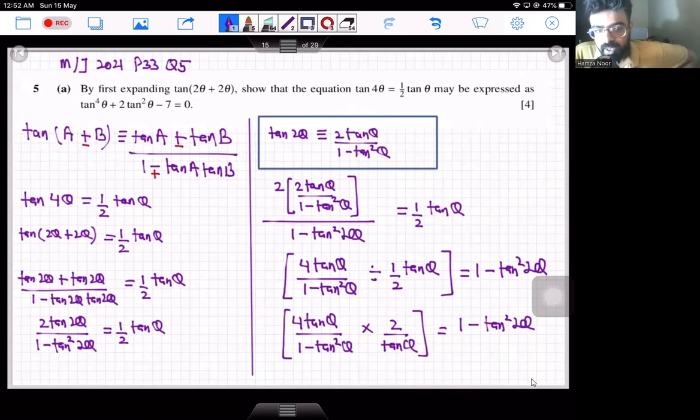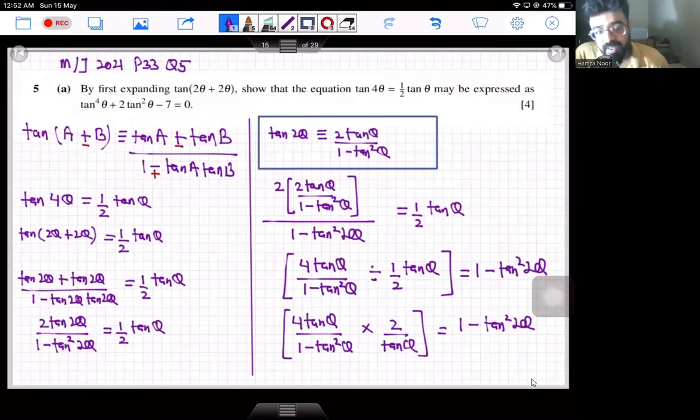This is Hamza Noor, and today we have some questions from A level maths 9709 Pure Mathematics 3, May/June 2021, paper 33. First of all, we have question number 5. Questions 1 to 4 I've already uploaded earlier. Now we have question number 5 onwards. The first question here is on trigonometric identities and equations.